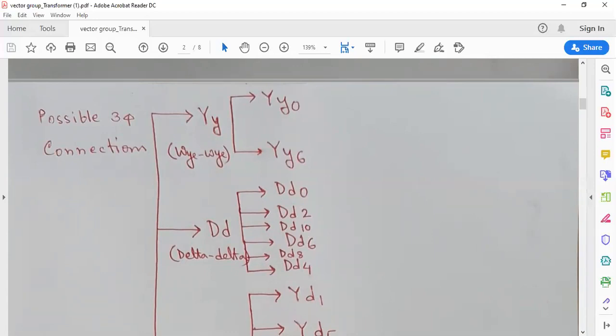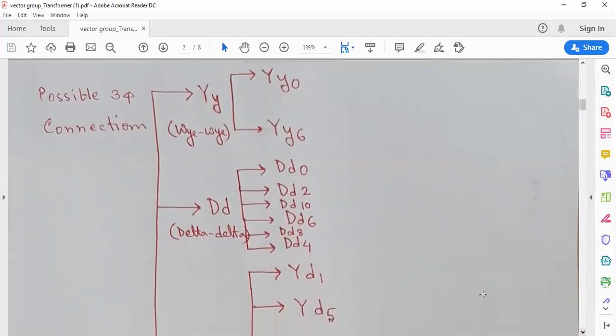definitely it will have to be a YD transformer, but we cannot parallel it with a YD5 transformer because this number is different. So it means their angle difference is different. Angle difference is different, so definitely there will be a circulating current that will cause problems to the transformer.